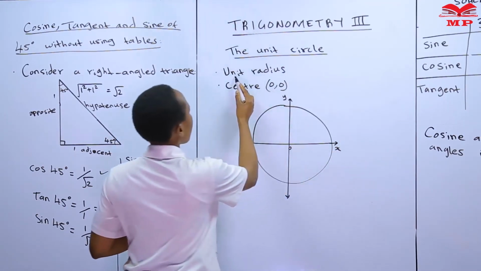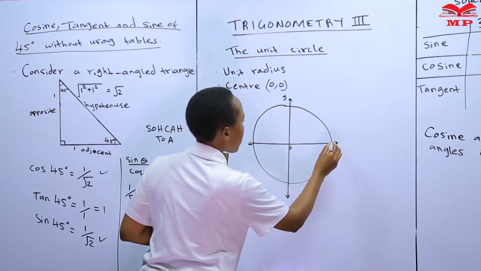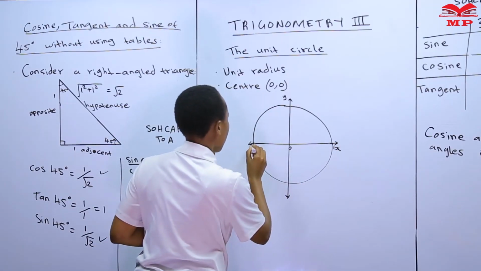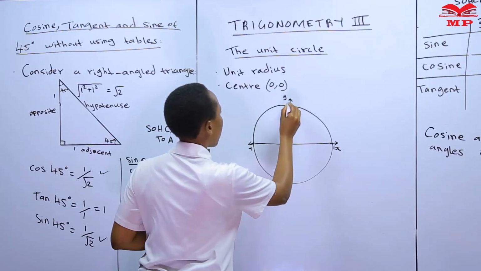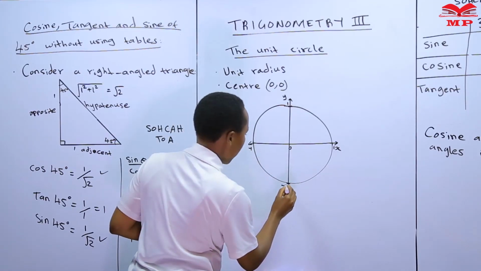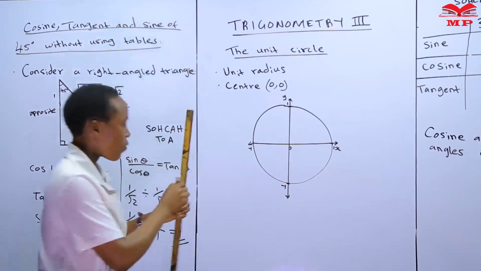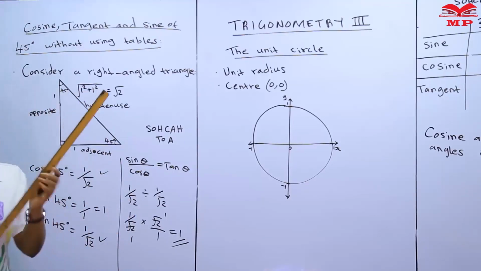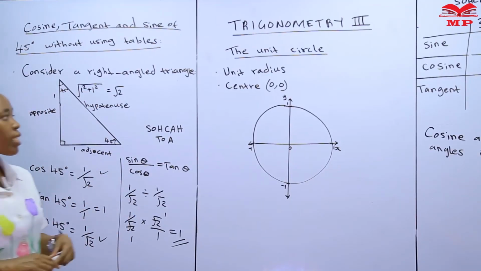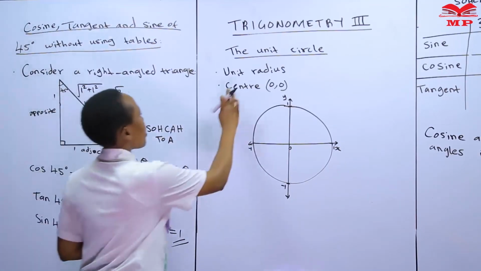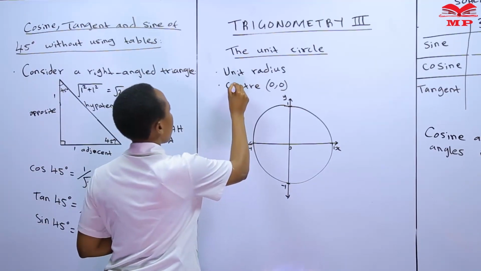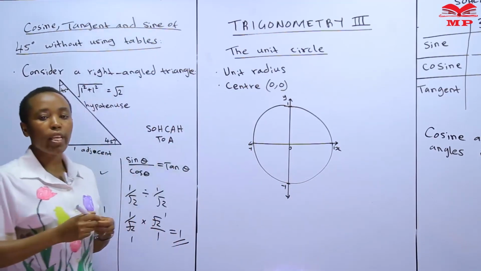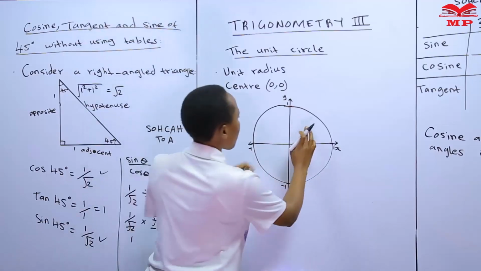So when we are talking of the unit radius, it means that this is 1, this is -1, again this is 1, this is -1. That's what we refer to as a unit circle. Unit radius, and then the center is (0, 0). That's a unit circle.